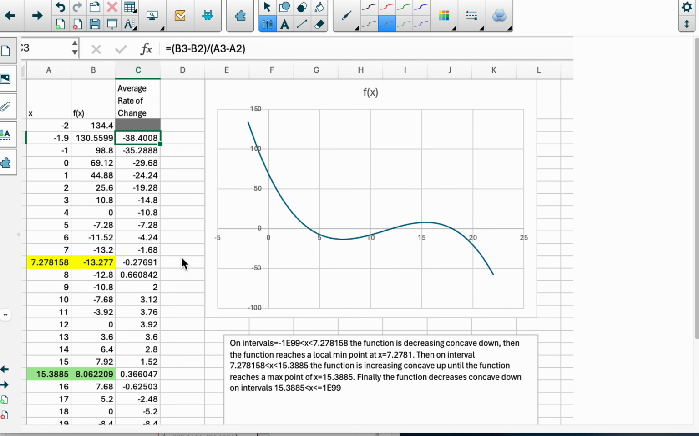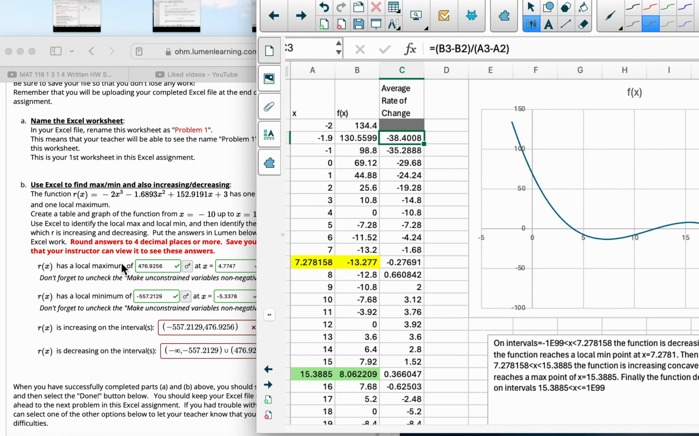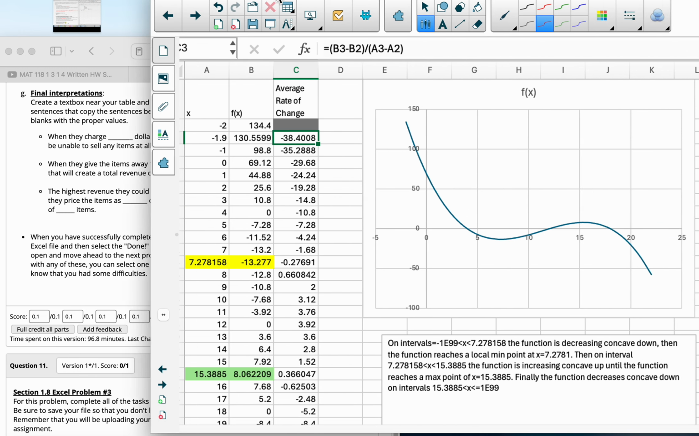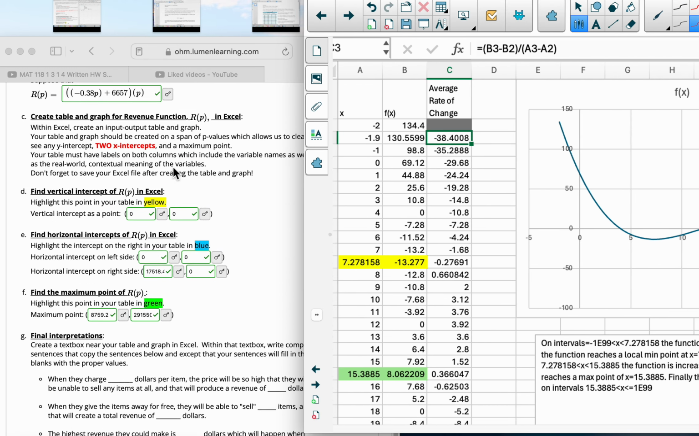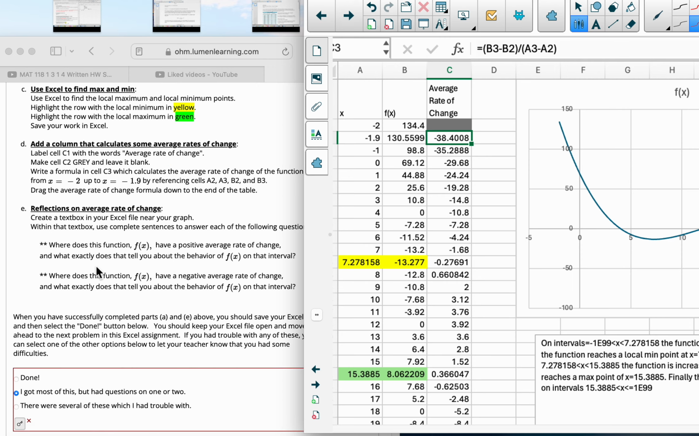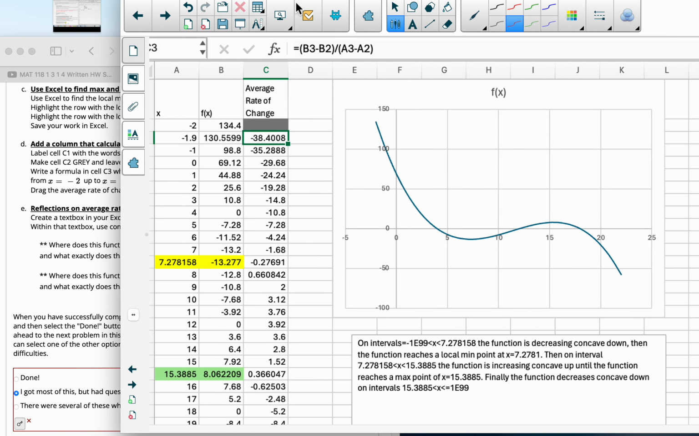Let's talk about this next question here, let's go down to see what you wrote here. So this next question was asking about where this function has positive average rate of change and what that tells us, and then where it has negative rate of change and what that tells us. And you have it in the text box here. So your average rate of change is here.